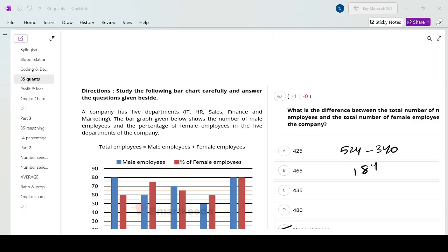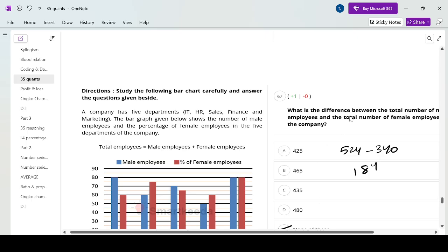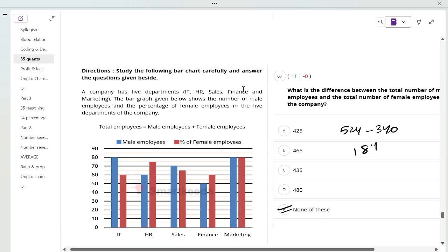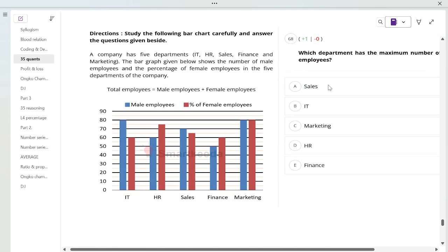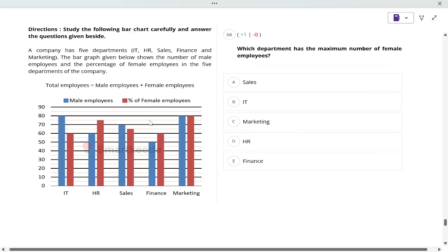Cross check. Yeah, I think it's none of this because we did it correctly. All right, next one. Next one is for this one.